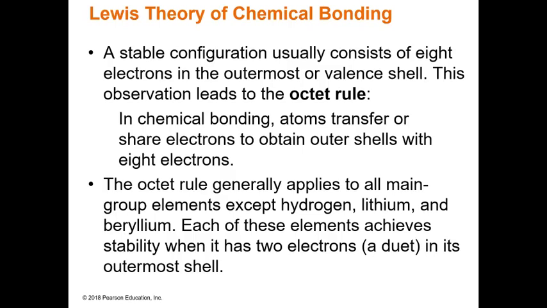Most atoms are striving for 8 valence electrons. This is the octet rule. The main exceptions are hydrogen, lithium, and beryllium, which are stable with just 2 valence electrons. Understanding these patterns helps us predict how elements will bond.